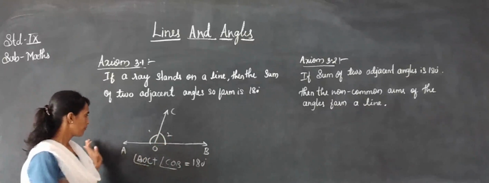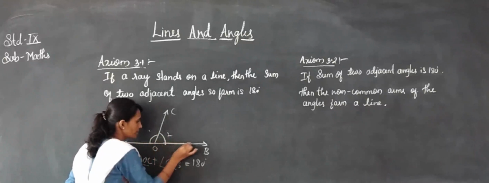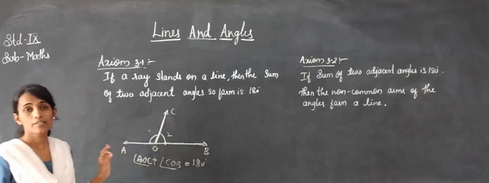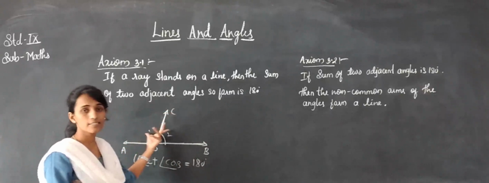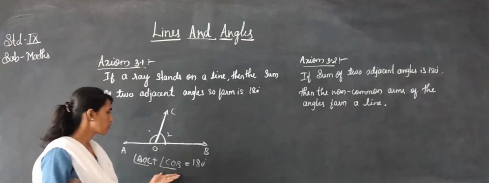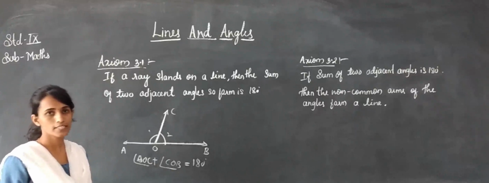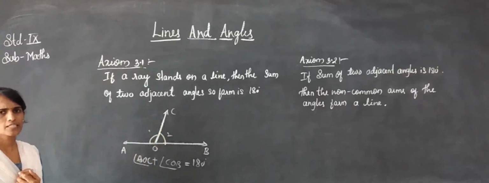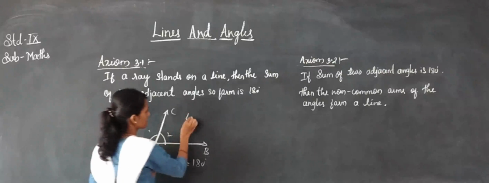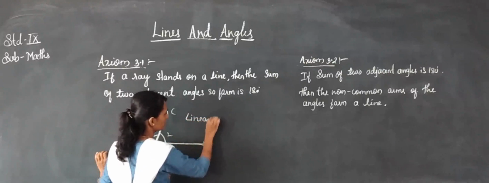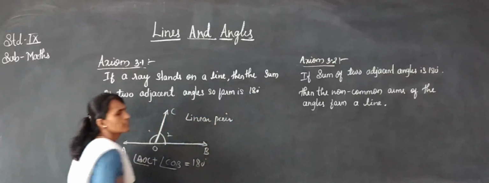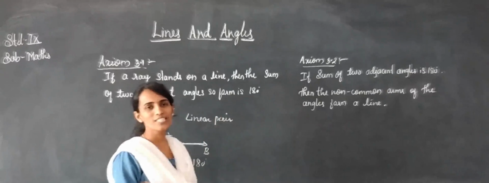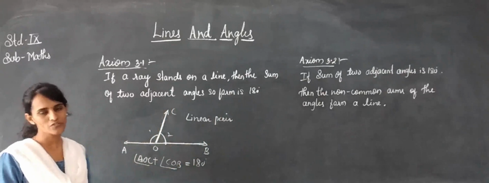Getting it? When a ray stands on a straight line, the adjacent angles so formed have a sum of 180 degrees. And if the sum of adjacent angles is 180 degrees, that type of angles we call a linear pair of angles. These angles only we call a linear pair of angles. Axiom 3.2 is totally the opposite, the reciprocal of this one.